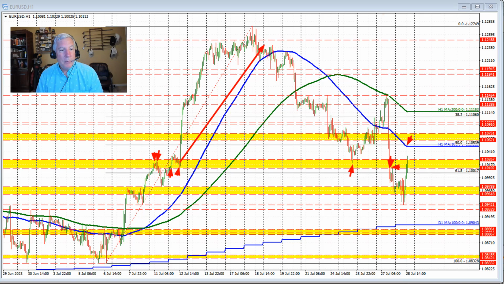The 50% midpoint of the move up from this low right here to this high right here, and the 100-hour moving average, that's the blue line on the chart, are both near the 1.10539 level. The high price today didn't quite get anywhere near that. The high price today reached 1.10329, so still about 20 pips short of that. But as you start to approach a key resistance level, markets do get a little bit more cautious.